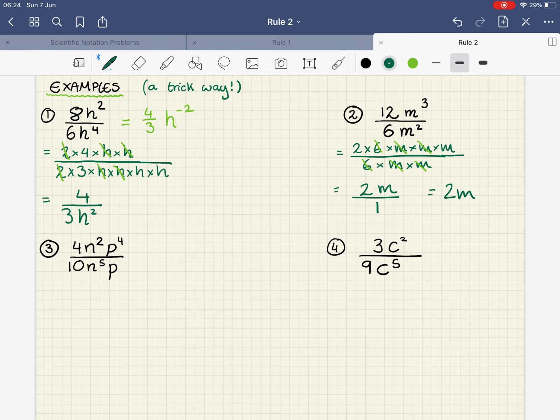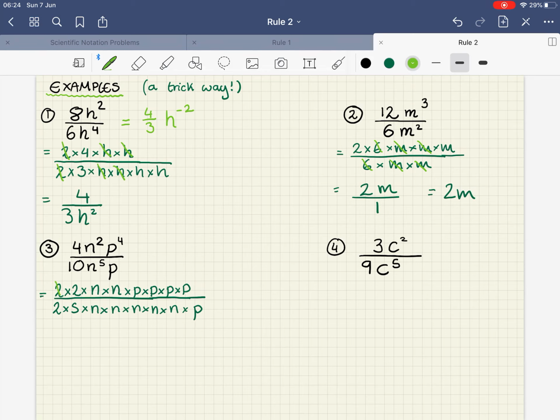Okay, question 3 then. So, again, splitting it up. My highest common factor of 4 and 10 is 2. So 4 is just going to be 2 times 2. 10 is going to be 2 times 5. And then breaking apart the letters, so I'm going to have 2 n's. Then 2 p's. Not 2 p's, 4 p's. And then 5 n's. 2, 3, 4, 5. And then there's still just a single p at the bottom.